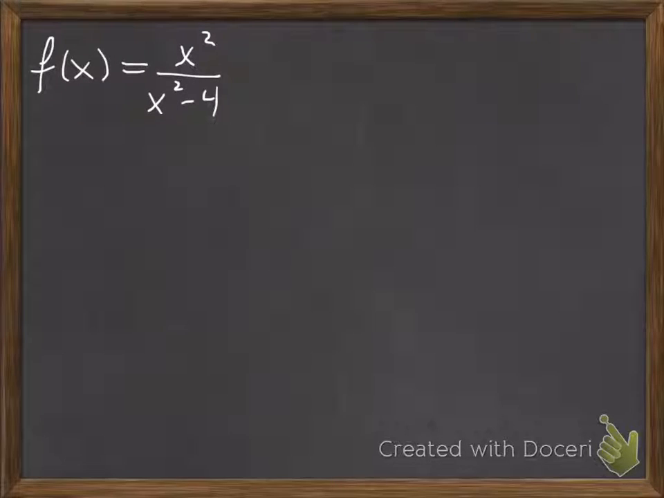There's no factors that cancel out. So vertical asymptotes at plus and minus 2. And then we've got to tie in the degree. The top degree is x squared. The bottom degree is x squared. So it's going to be the quotient of the coefficients, which will just be 1.